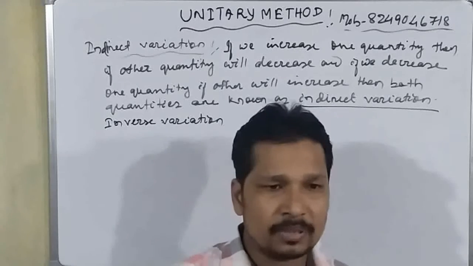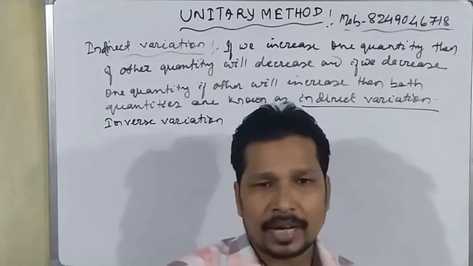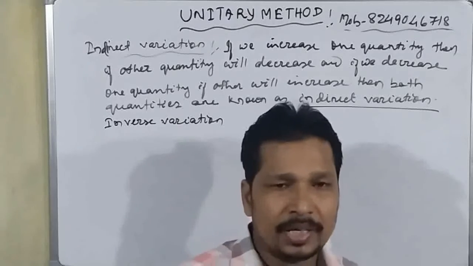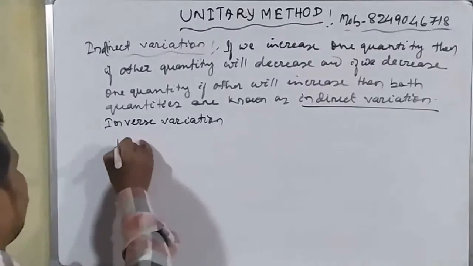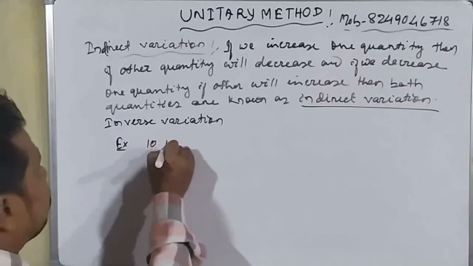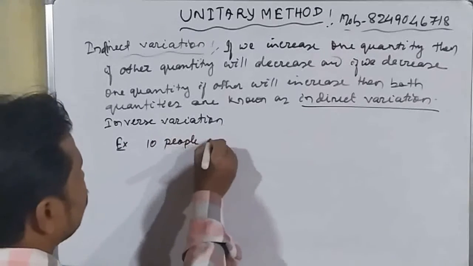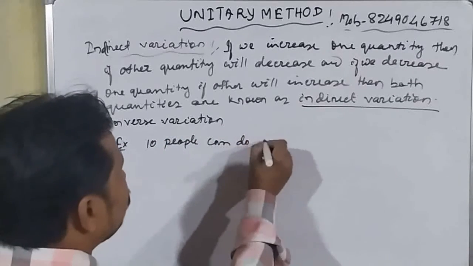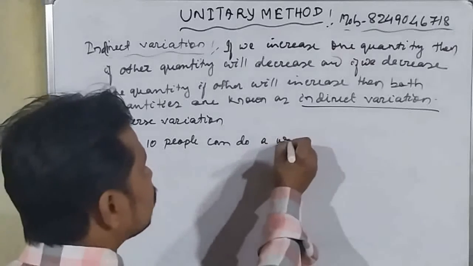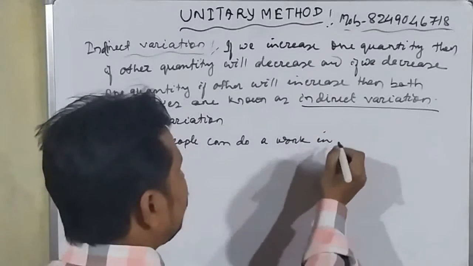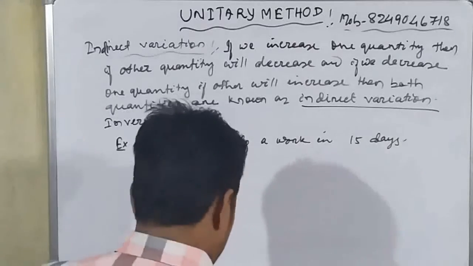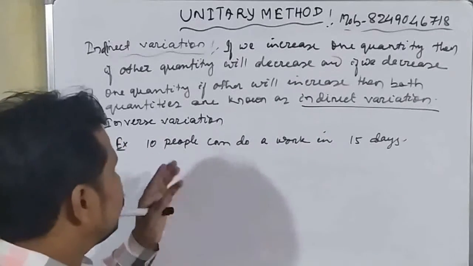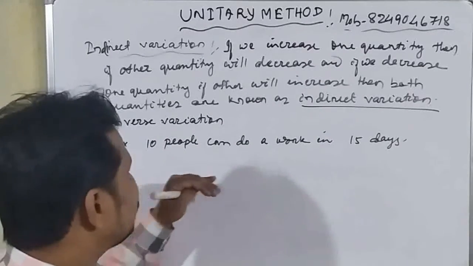So for example, suppose 10 people can do a work in 15 days. Okay student, suppose here in the example, 10 people can do a work in 15 days. Here we have two quantities, which quantity is given?